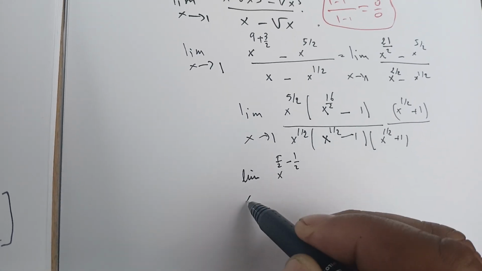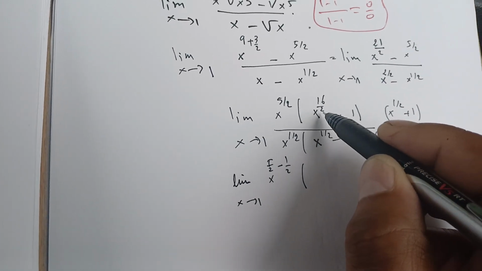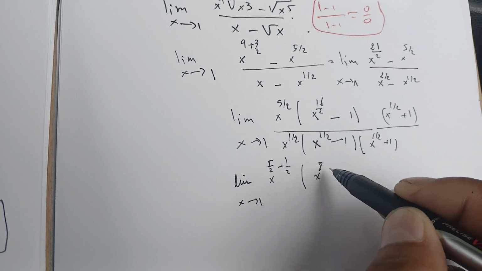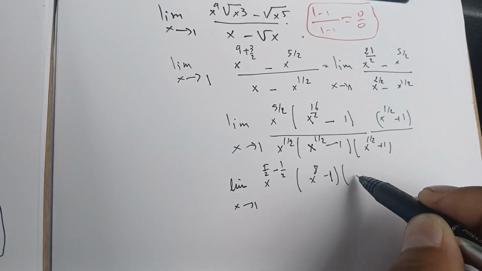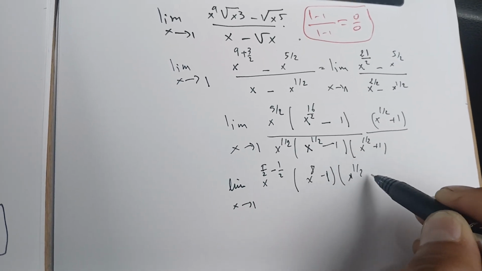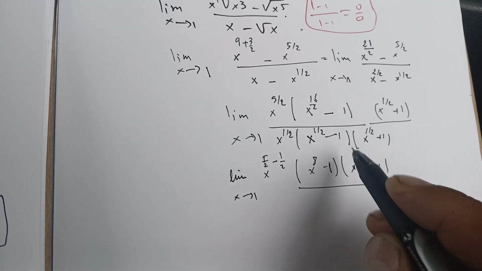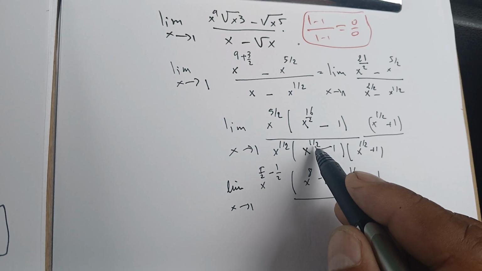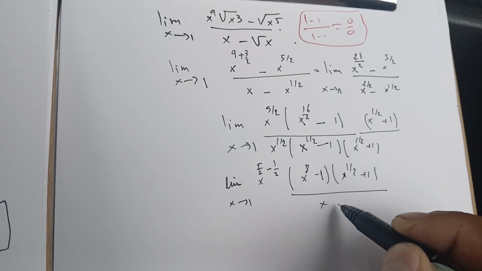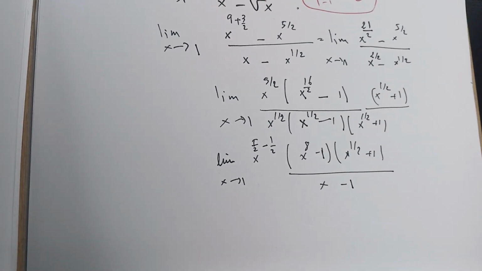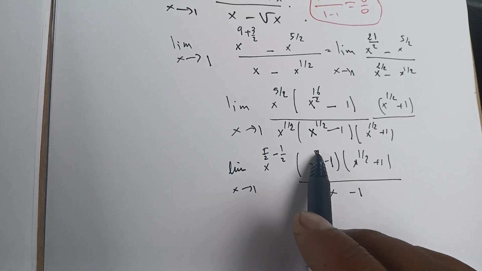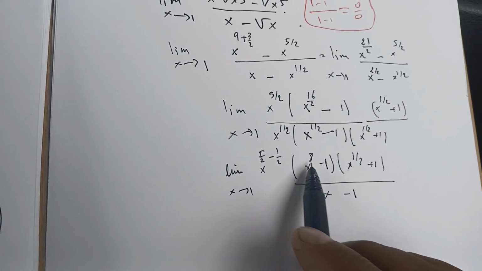So it's going to be the limit as x goes to 1. Here I can simplify a bit now. So I can write x to the power 8 minus 1 times x to 1/2 plus 1. And down I have this one times this one. It's going to be x minus 1. It seems that I still have the problem, but I have this power here. So now I can use this power.